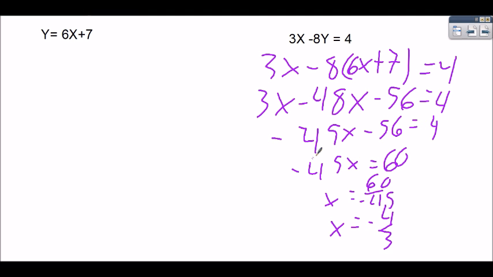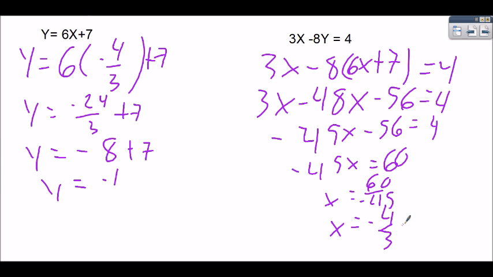And this is where substitution is super useful. I got -4/3. If I were to have graphed that, I don't think I would get very close to -4/3, but this gives us a precise answer. Now that we know x, we go back to the equation we haven't used yet, and we plug what x equals in to find y.